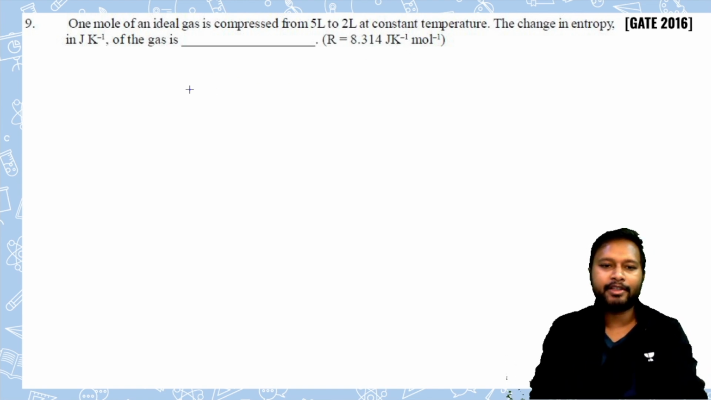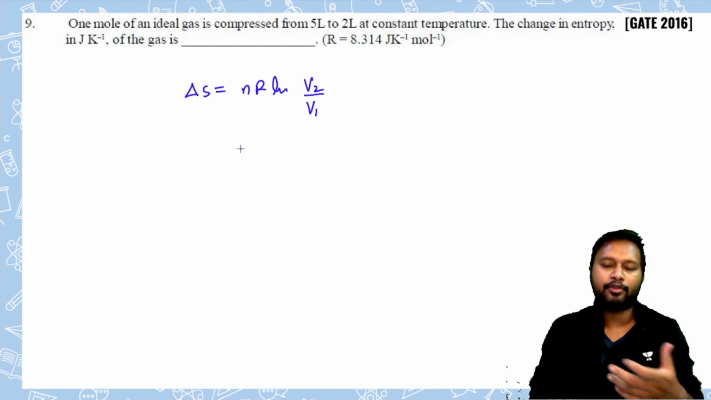So let's try to do this. Basically the direct formula is going to be applied. Delta S is equals to nR ln V2 upon V1. That's what you can use here at constant temperature. So this will be used at constant temperature. So just put all the values now.